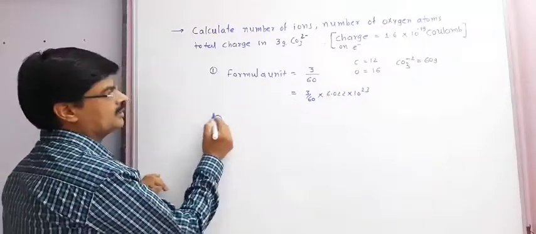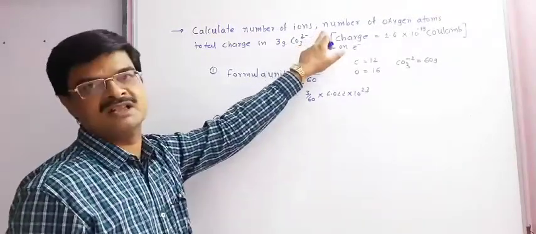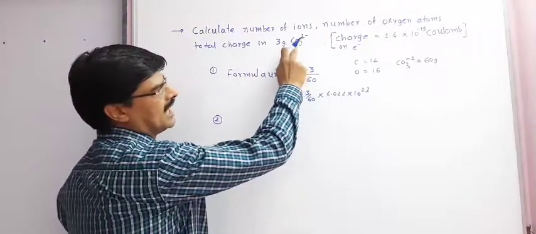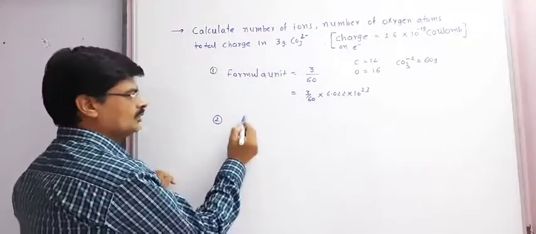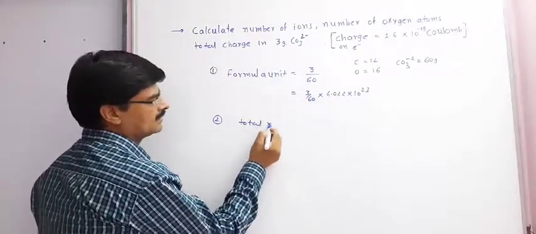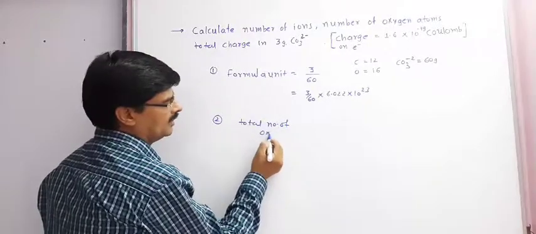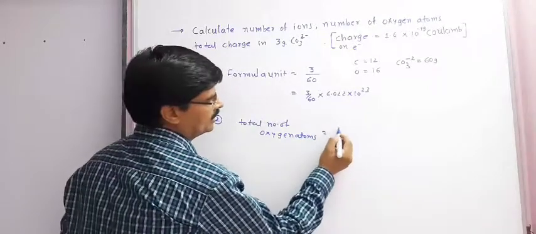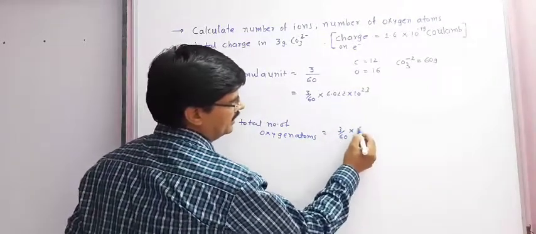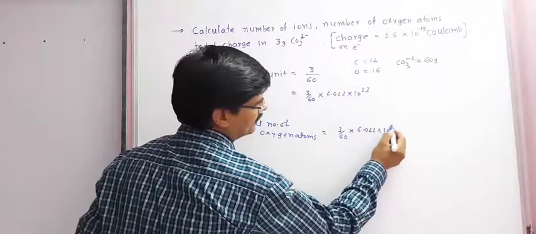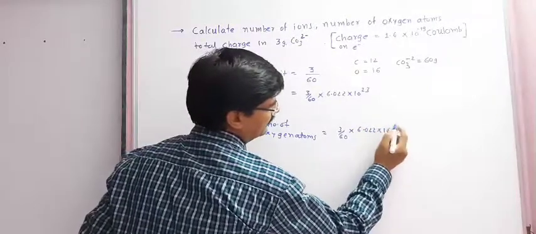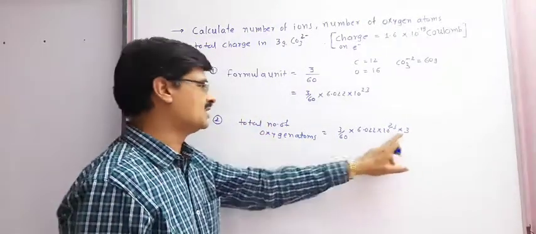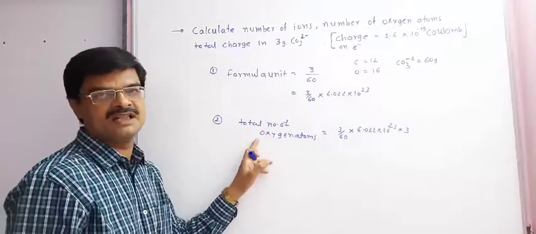Now for the second calculation, the number of oxygen atoms. As the total number of oxygen atoms present in the carbonate ion is 3, the total number of oxygen atoms is equal to 3 by 60 into Avogadro number multiplied by 3. So from this calculation, we will get the total number of oxygen atoms.